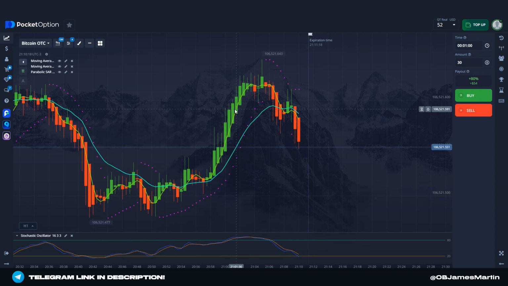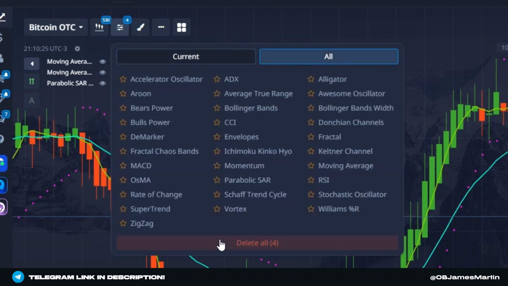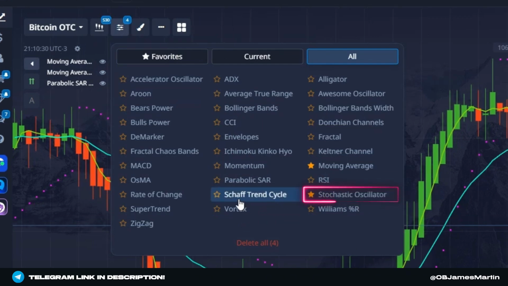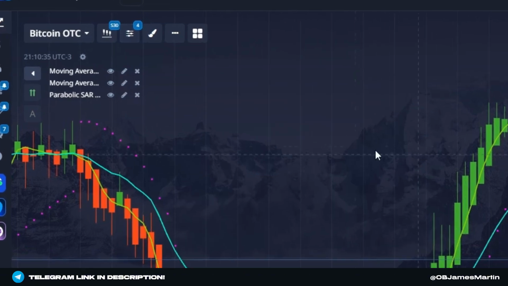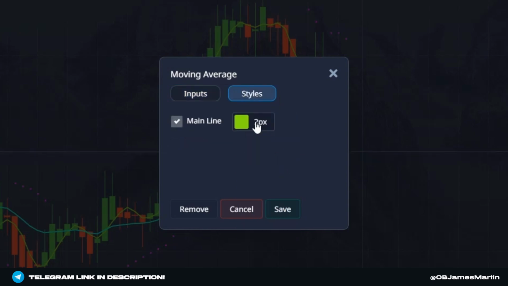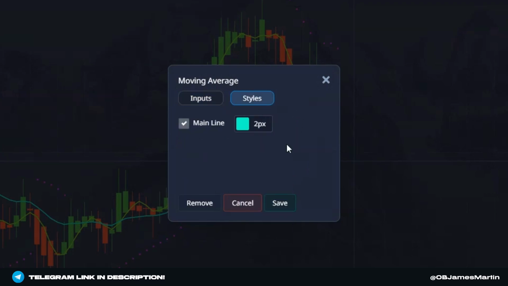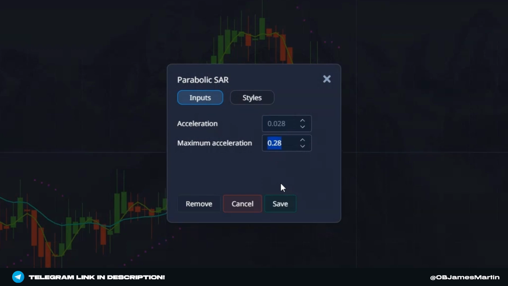You won't miss it. Guys, today we're going to use 3 indicators: the moving average, the Stochastic Oscillator, and the Parabolic SAR. Let's set up the period 4 simple moving average, and the color is up to you. For the second one, a 17 MA in that style. For the Parabolic SAR, we're going to use 0.028 and 0.28, and we're going to use pink.